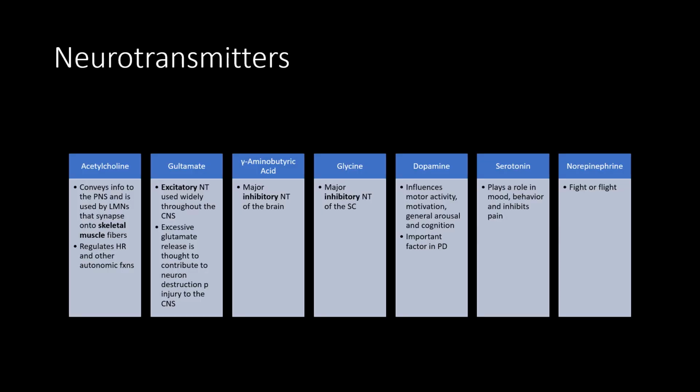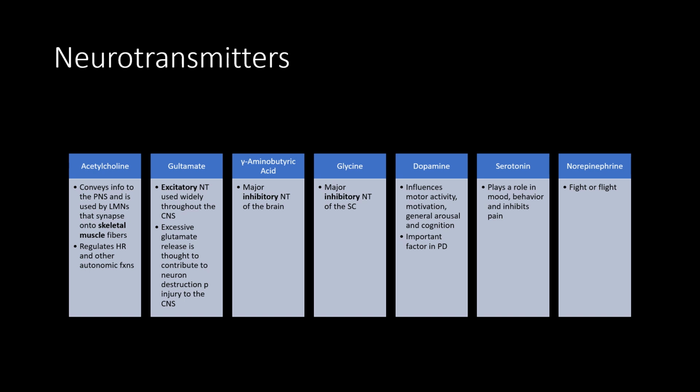So our central nervous system and peripheral nervous system communicate via the use of neurotransmitters. And I would make sure that you know the function of these neurotransmitters to understand what they cause when they're released in the body and maybe to pass your exam. So we've got acetylcholine, which conveys information to the peripheral nervous system and is used by lower motor neurons to synapse onto skeletal muscle fibers. It also helps to regulate heart rate and other autonomic functions, but acetylcholine is really important in muscle contraction and volitional muscle contraction too.